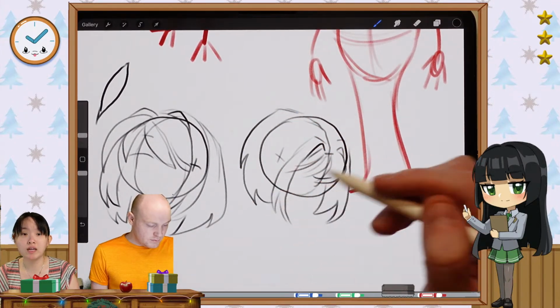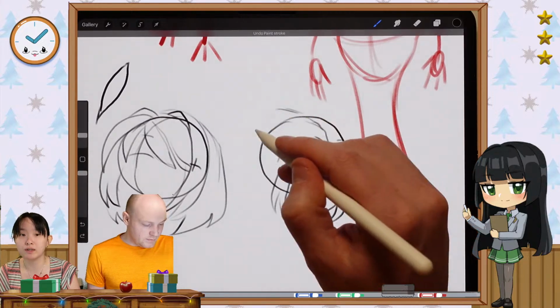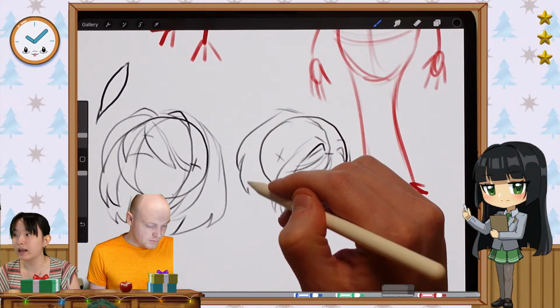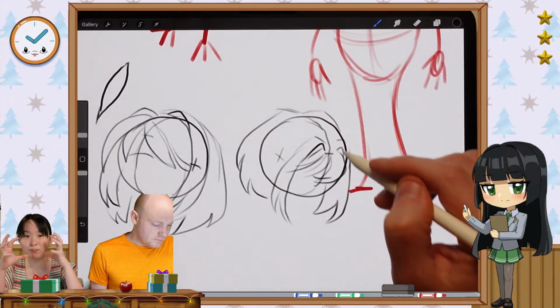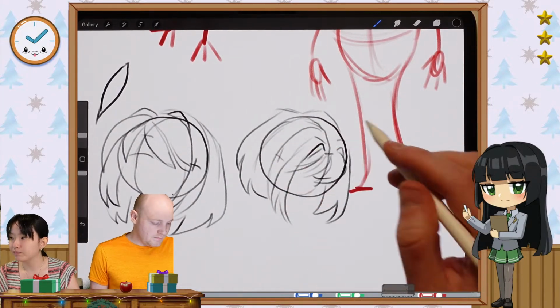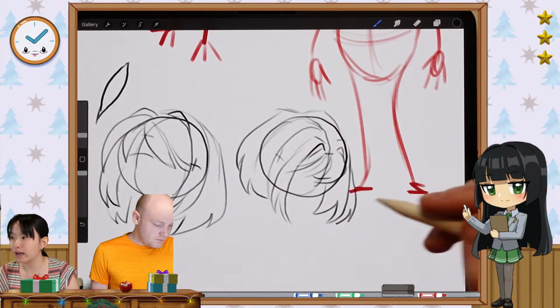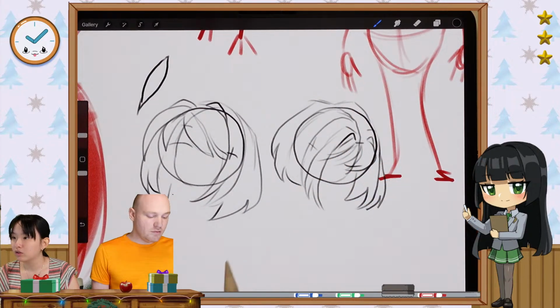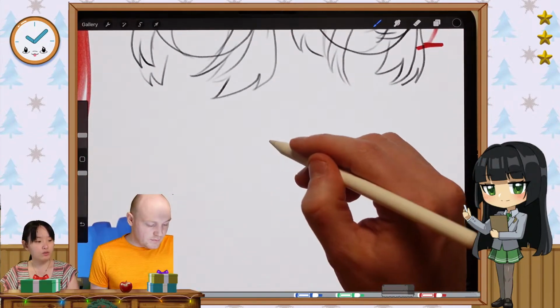Don't be afraid to go outside the form, outside the sphere, because that's just what's going to make the hair feel a lot more natural. If you try to keep it within the sphere, it's going to look very flat. So see how much he's pushing the hair out. Don't forget to overlap as well. Don't play it safe.